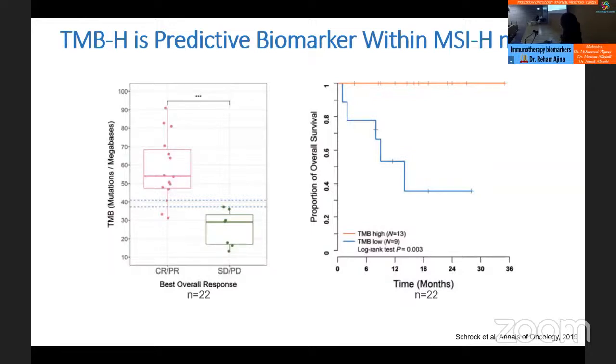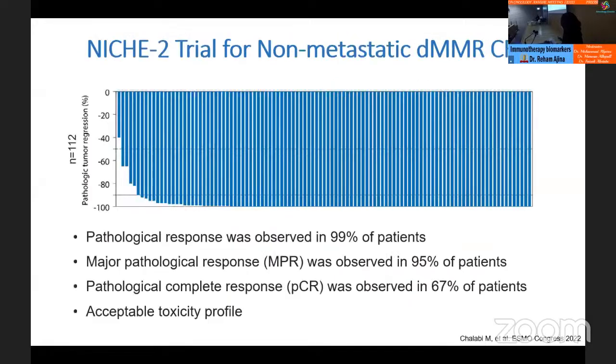That was also represented by the overall survival rate, where the orange here shows the tumor mutation burden high patients. So that was a very exciting result.